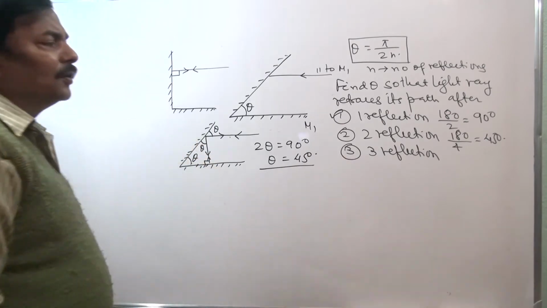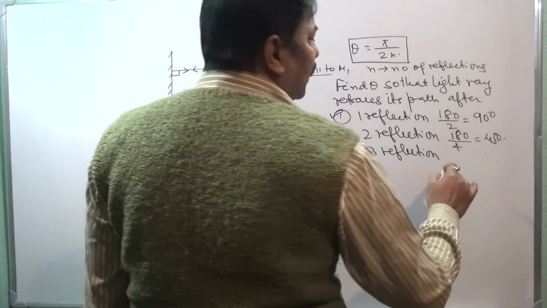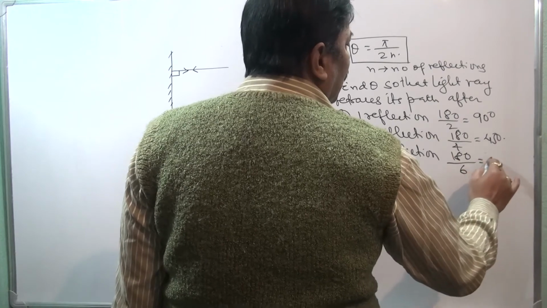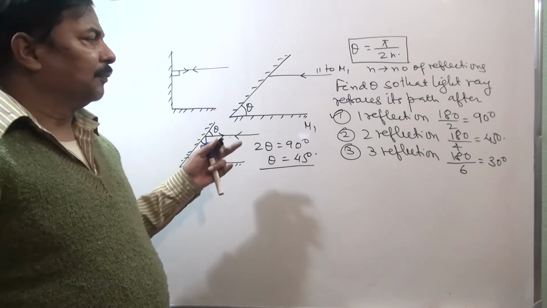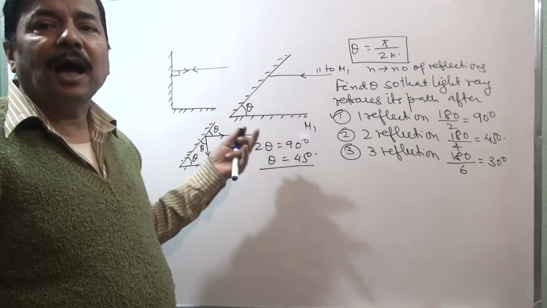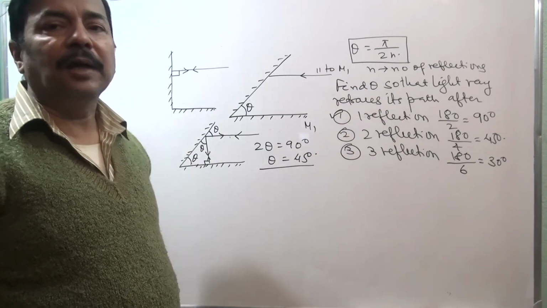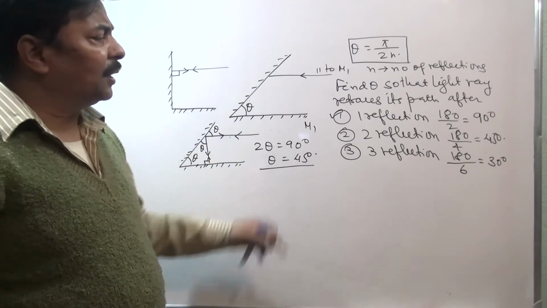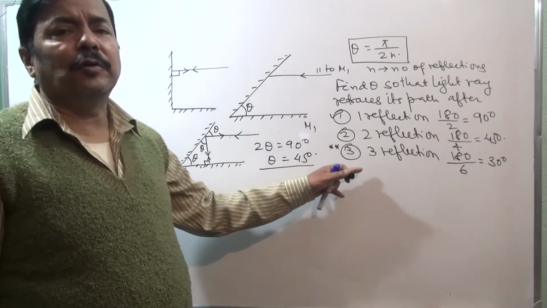Similarly you can attempt for 3 reflections, and for n number of reflections. For 3 reflections you will get 180 by 6, that is 30 degrees. So for any number of reflections you can understand. Here you should not get confused that if 2 mirrors are there, then how will 3 reflections take place. Any number of reflections can take place, and by this formula you can solve this very easily. The third case I am leaving as homework; if you are not able, try to prove it geometrically.